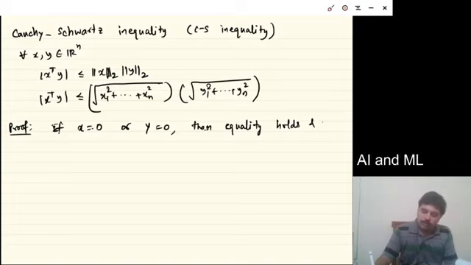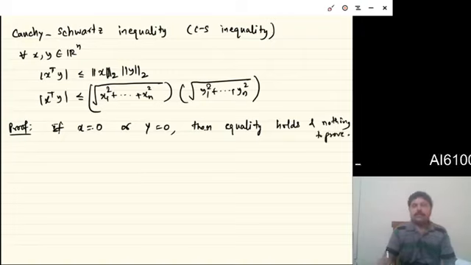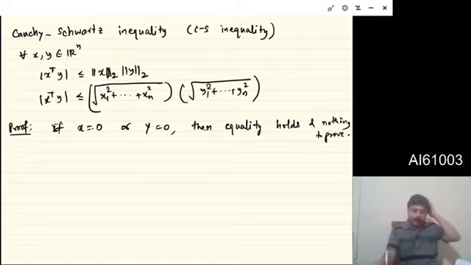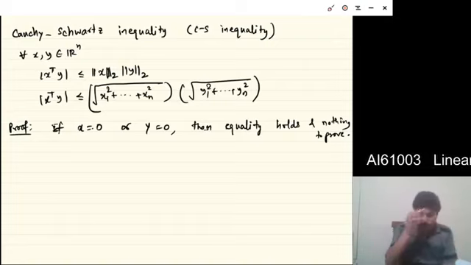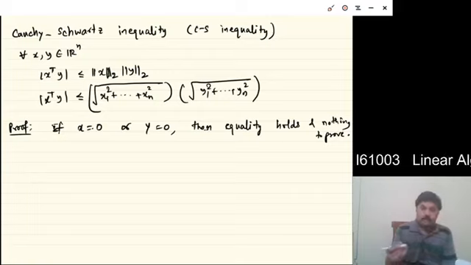And we are through, right? There is nothing to prove because both the sides are 0 and there is nothing to prove for us. So what we do, we start with an interesting vector.